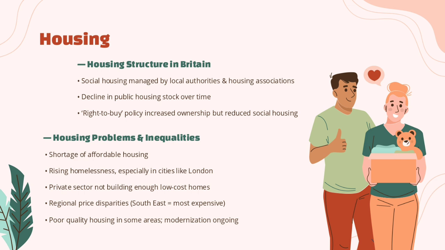The big problem is that affordable housing is not enough. This causes homelessness to rise, especially in big cities like London. The private sector does not build low-cost houses fast enough, and housing prices vary greatly depending on the area. The Southeast is the most expensive. Many old houses are also poor quality, so the government is trying to modernize the housing estates.